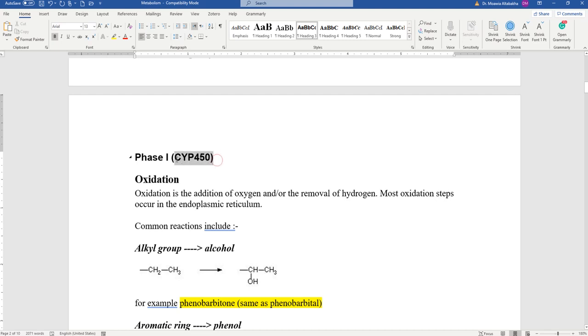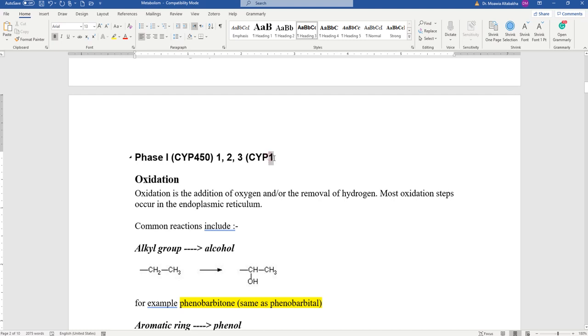Now I need you to know that it has families. For example, the most famous families in humans that are involved in drug metabolism are family 1, family 2 and family 3. That's why they say, for example, CYP1. Okay, now these families also have subfamilies.